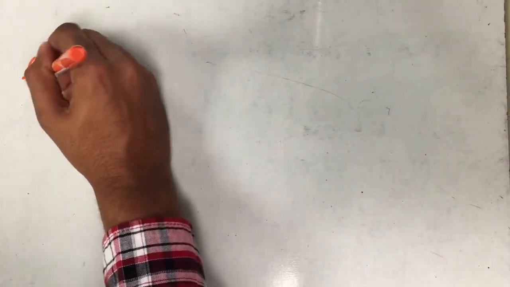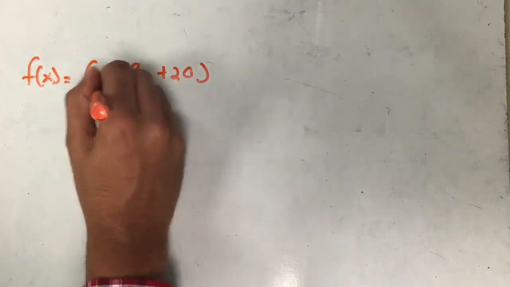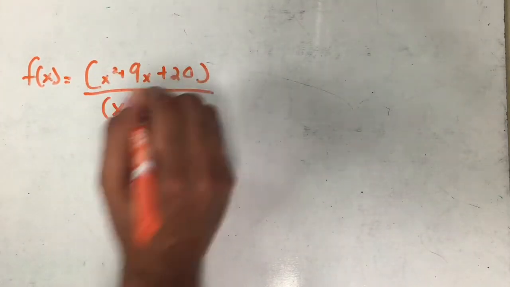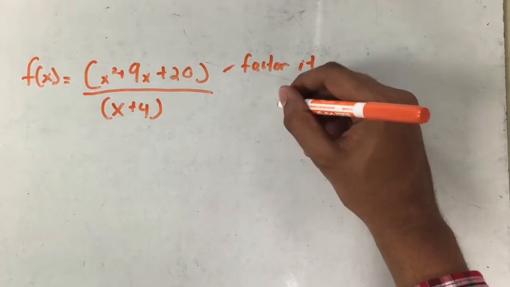So now we're going to work on a different problem. We have f of x equals x squared plus 9x plus 20 all over x plus 4. We're going to see if we can factor this to make it simpler.